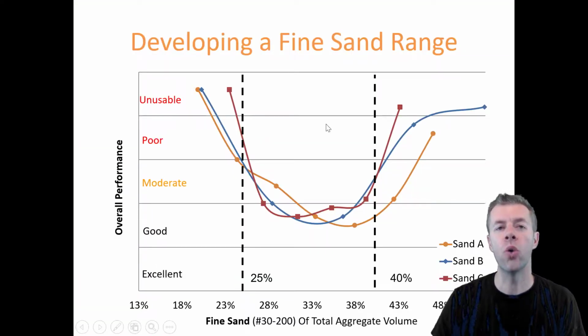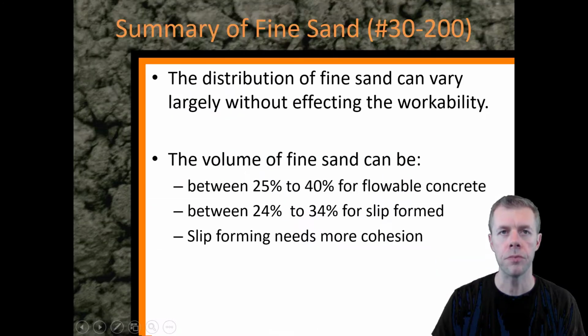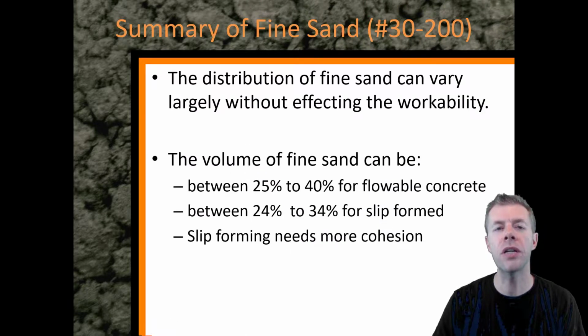Ultimately, this is pretty cool. If you plot the overall performance of the sand versus the amount of fine sand, you can see if you have too little, it's unusable. And then you get in this sweet spot, this kind of parabola, this moderate to good range, and then it gets bad again. And these are 3 different sand sources, and they all perform really, really similarly. So we tried to draw some general limits at 25% and 40% for these mixtures. The distribution of fine sand can vary largely without really affecting the workability.